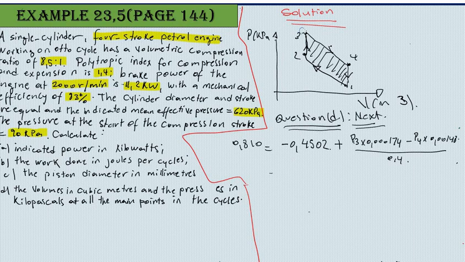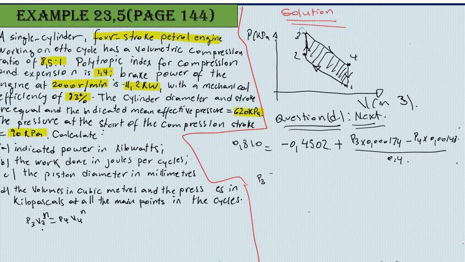So the equation is, if I say P3, okay, I'm going to get my equation from this side here. So if I say P3 V3 to the power of n is equal to P4 V4 to the power of n. So this is a well-known expression.